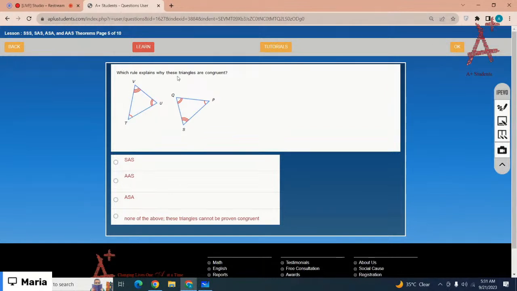Which rule explains these triangles are not congruent, right? Just three of the angles are congruent, no side is congruent, right? So that means all the theorems must have one side congruent, so they are not congruent triangles, right?